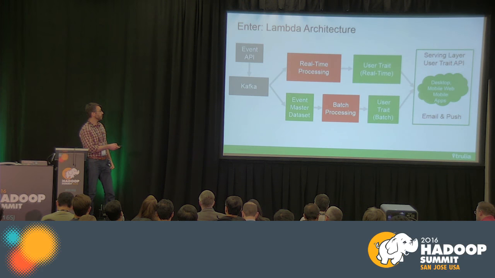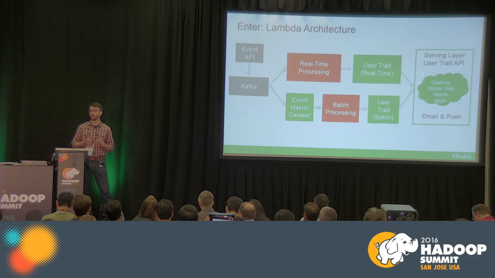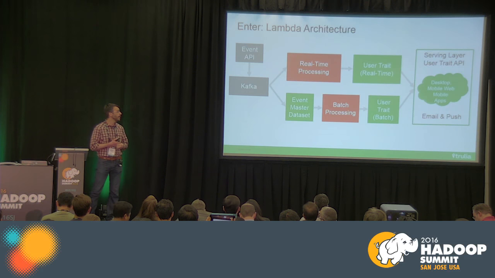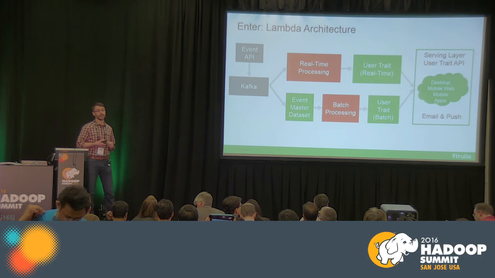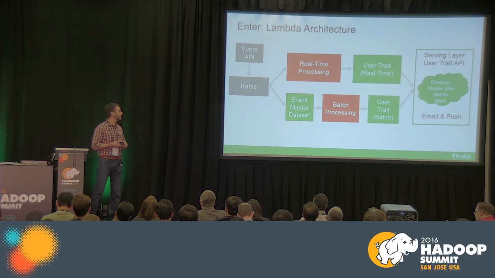Once the batch workflow is done, we have full user traits for pretty much every user, registered or unregistered, that we've seen for the last year and a half. And we store the user trait as a JSON document on an HBase database.